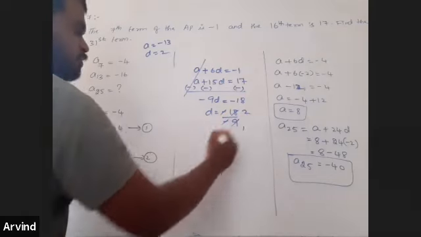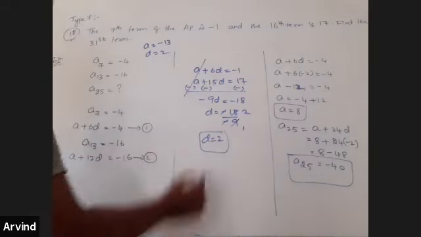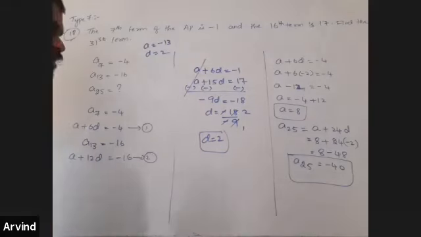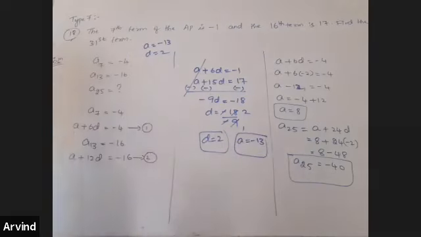9 ones are 9, 9 twos are 18. Therefore, the value of D is 2. Take this D and substitute in equation 1, you will get your A value, which is minus 13. Then you can find the 31st term. Yeah, that's correct. What will be the 31st term? 47. Okay, 47.